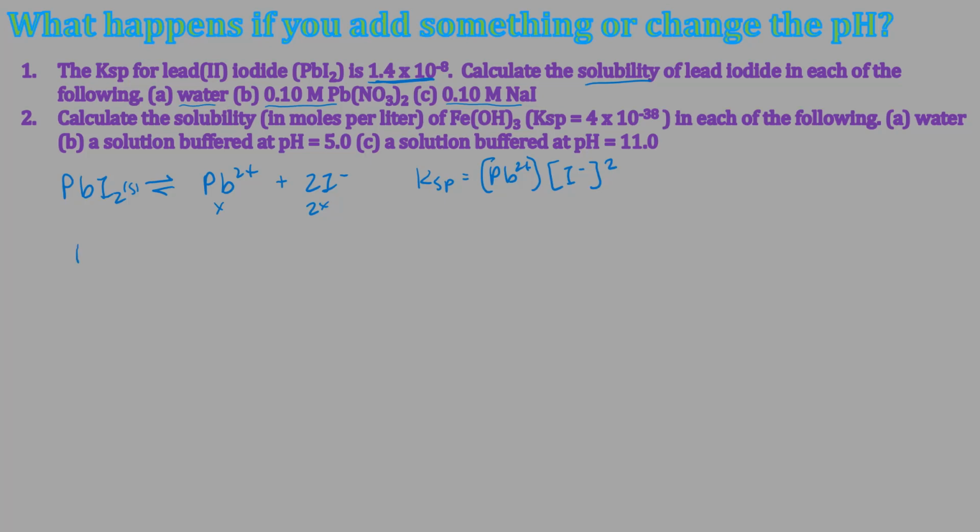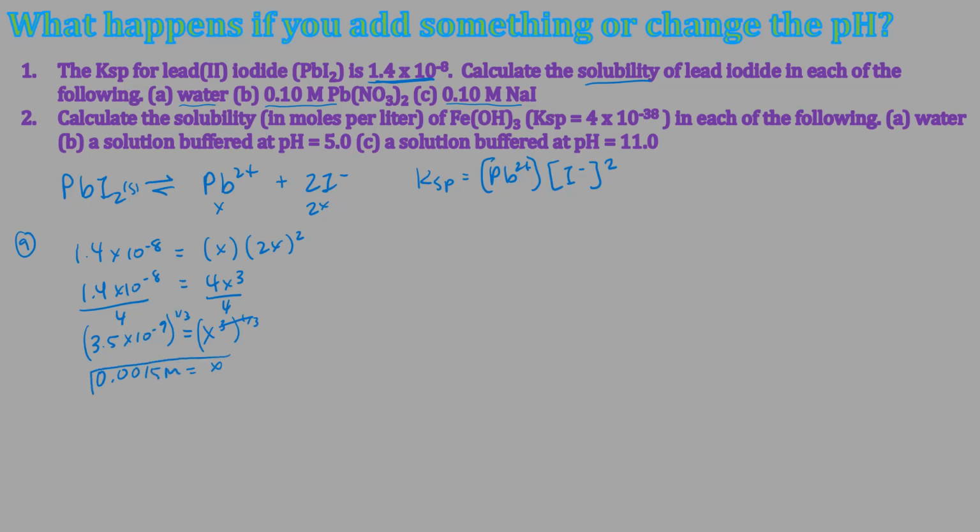solubility calculation. So 1.4 times 10 to the negative 8 will be equal to x times 2x squared. So that reduces down to 4x cubed. Divide by 4. That's 3.5 times 10 to the negative 9th. Take the cube root, raise it to the 1/3 of both sides, and my x is 0.0015. All right, so that's in water.